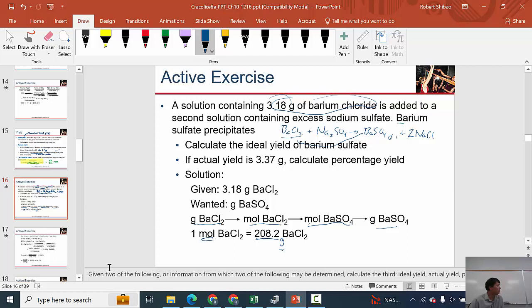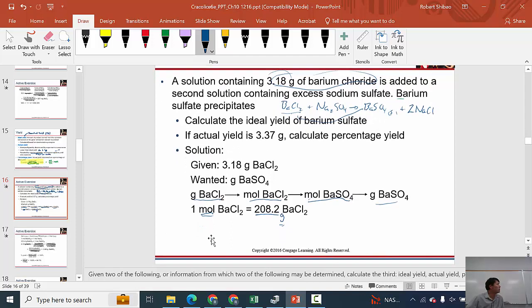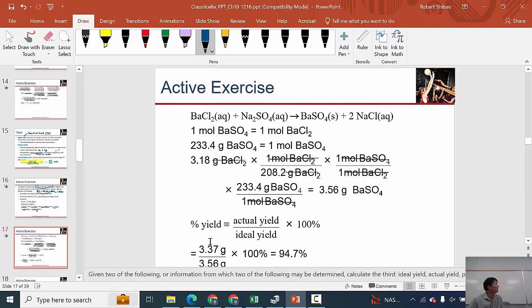If we're looking at one individual formula unit, then the unit would be what? U. Good. All right. And so the gram to mole conversion here, this is what they do here. They'll go 3.18 grams, and then they'll use the molar mass here. 1 mole of barium chloride formula units weighs 208.2 grams. So the grams of barium chloride cancel. That leaves us with moles of barium chloride.